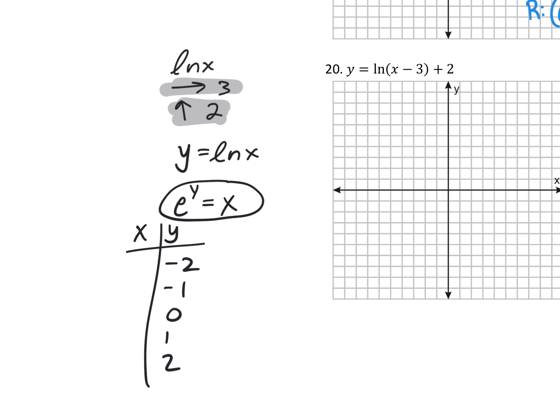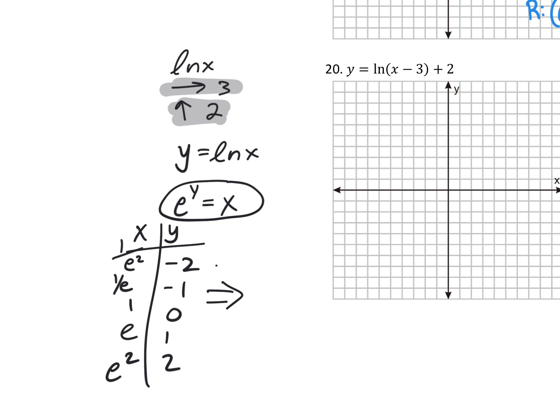Well, if I were to plug in -2 for y, x would be 1 over e squared. If I plugged in -1, I would have 1 over e. If I plugged in 0, I'd have 1. If I plugged in 1, I'd get e. And if I plugged in 2, I'd get e squared. That's not our function. I'll have to transform it.